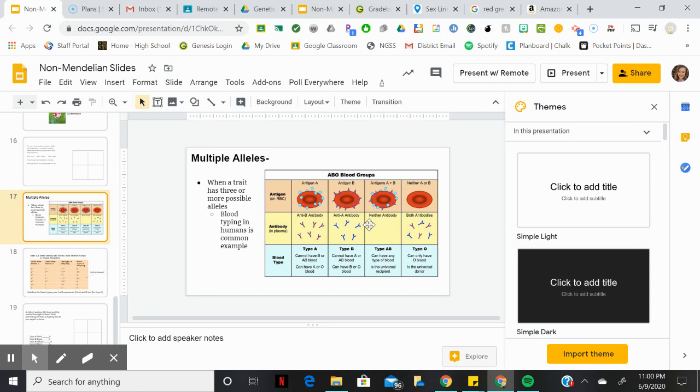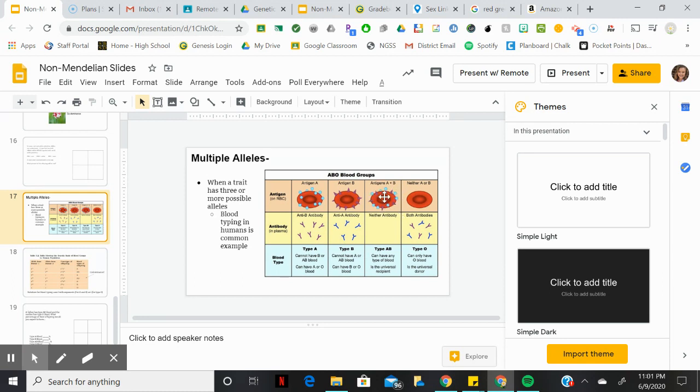Now, if you have type AB blood, that means that you have both the A and B antigens. Now, this is interesting. Let me back up. If this red blood cell, if you're seeing both the A and B antigens, what does that mean? Is the AB blood type an example of codominance or incomplete dominance? The answer is codominance. Okay, you're seeing both A and B.